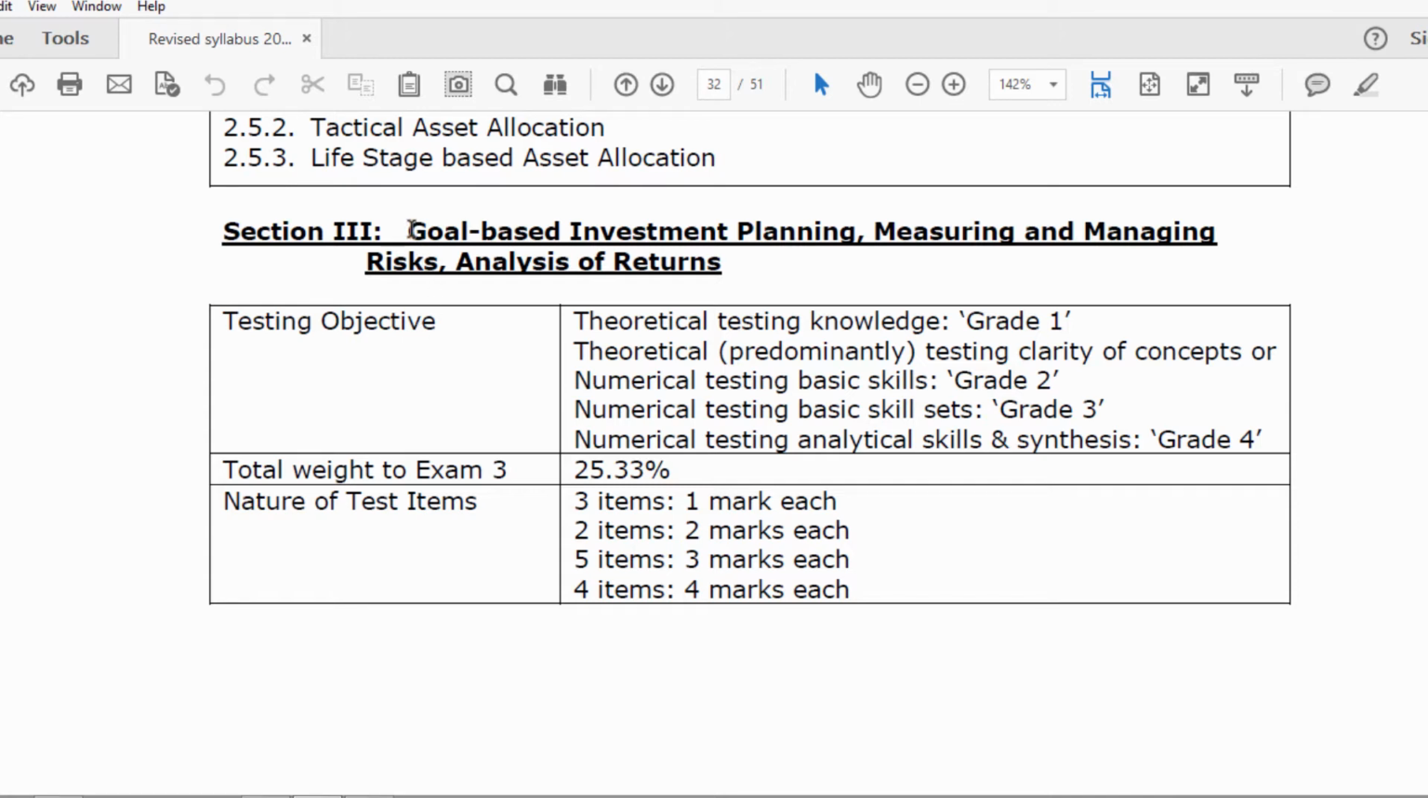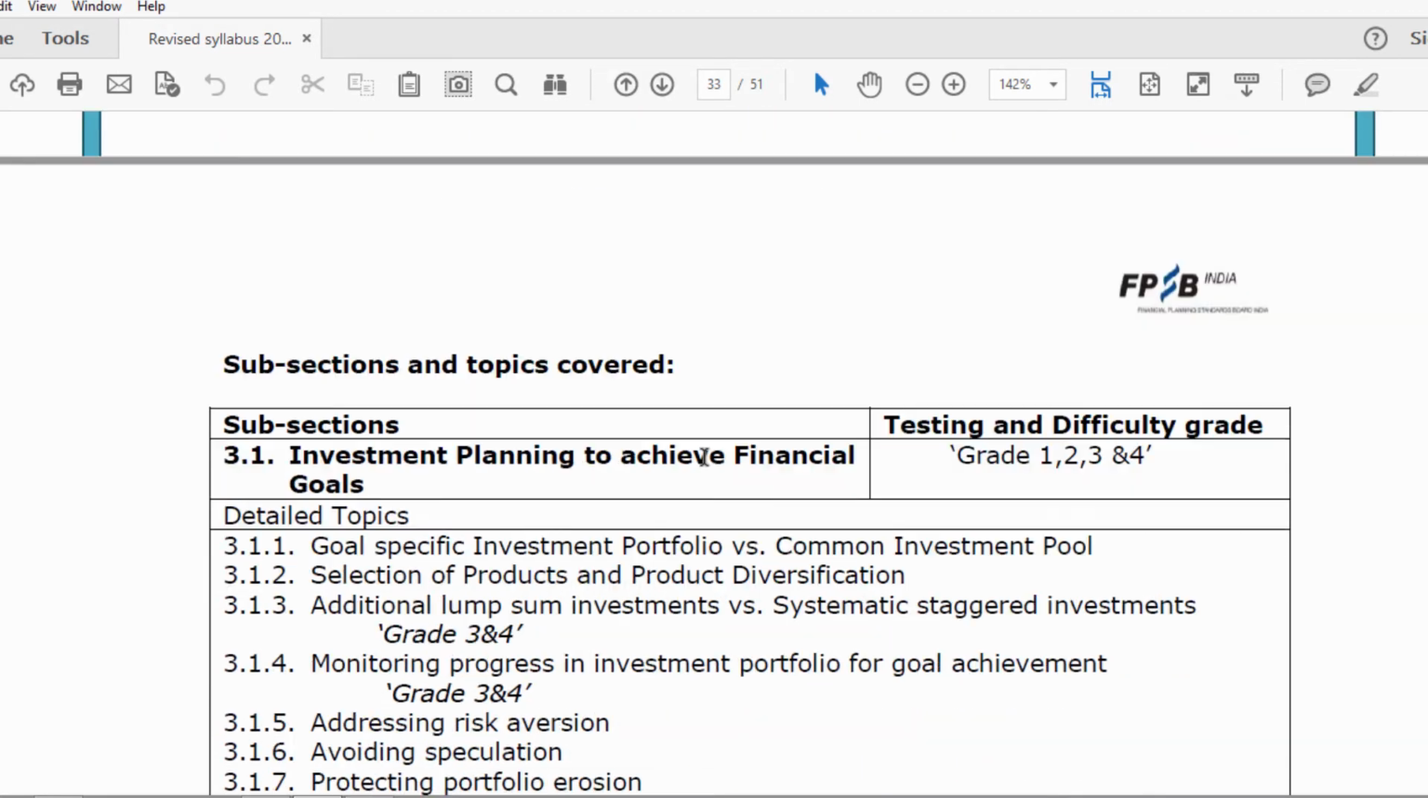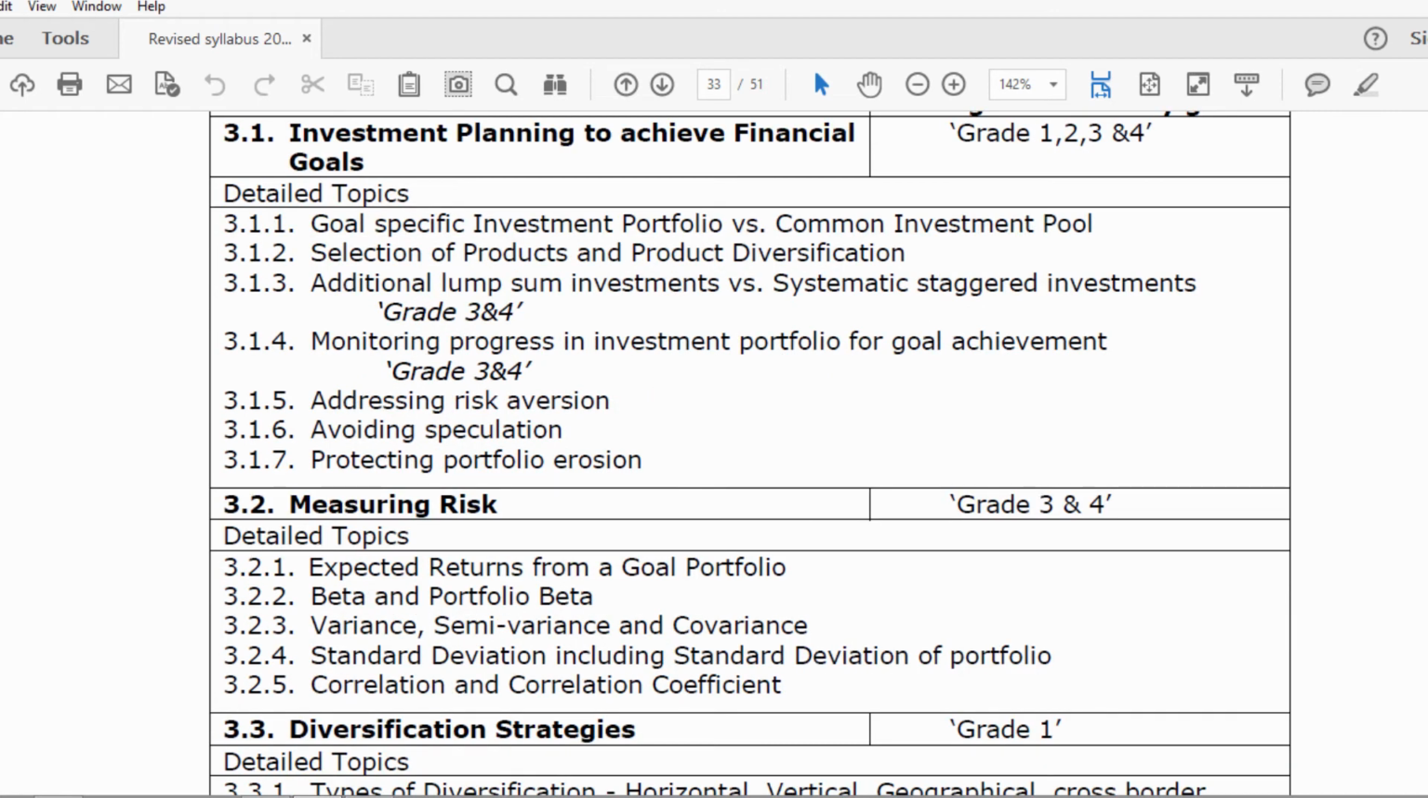Now, section 3. As I have been saying, section 3 and section 4 are always heavily weighted in our examination. So section 3 says goal based investment planning, measuring and managing risk, analysis of returns. And this particular section tells the story. You are going to have 4 questions of 4 marks, 5 questions of 3 marks. What else do you want? And you can also see the weight given to this particular topic. It is 25.33 out of 150. So this is a heavily weighted topic. And if you are not able to crack this, then believe me, you cannot get through this examination.